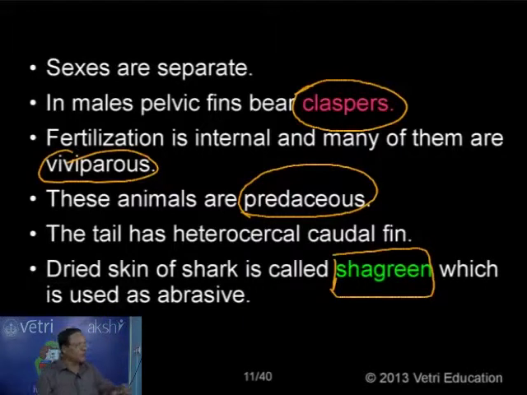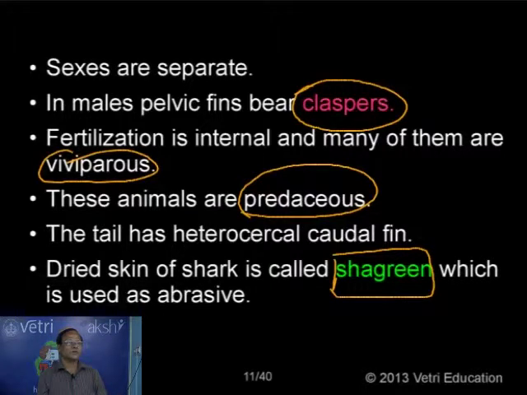The skin of shark is dried and used as an abrasive. It has a rough surface because of the presence of placoid scales, just like an emery paper used for cleaning. Abrasive means the one which is used for cleaning the surface.